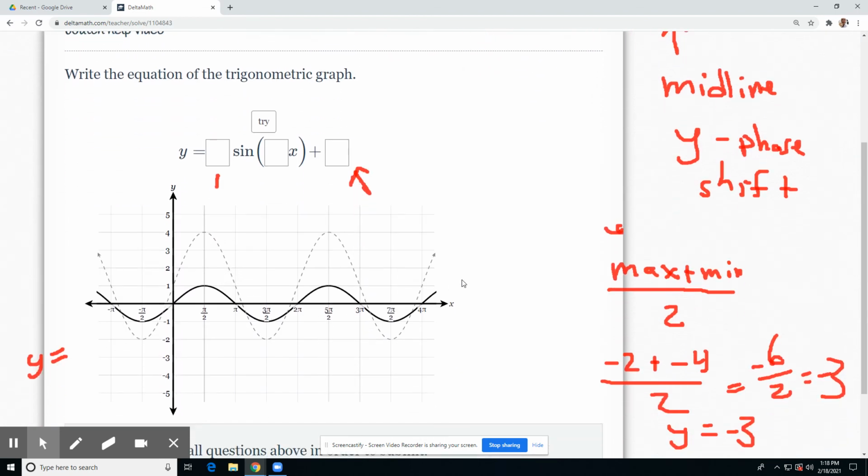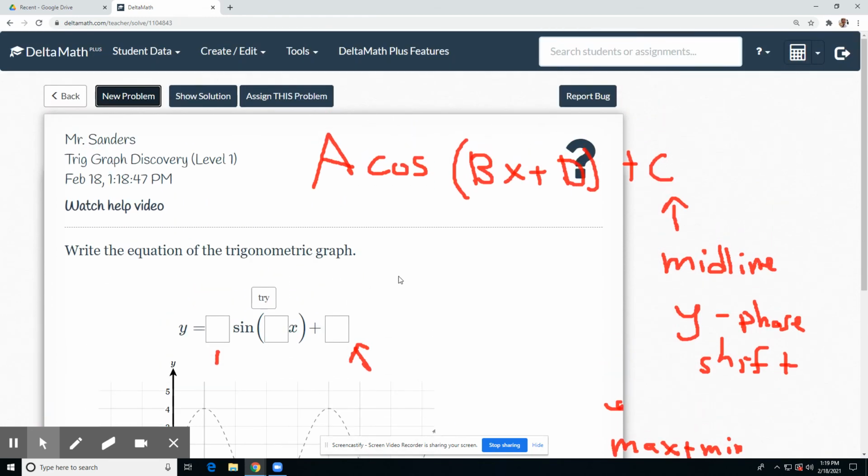And midline and amplitude again. Are we changing in period? Maximums, minimums at the same? Nope, no change in period. So everything looks to be the same for these problems.